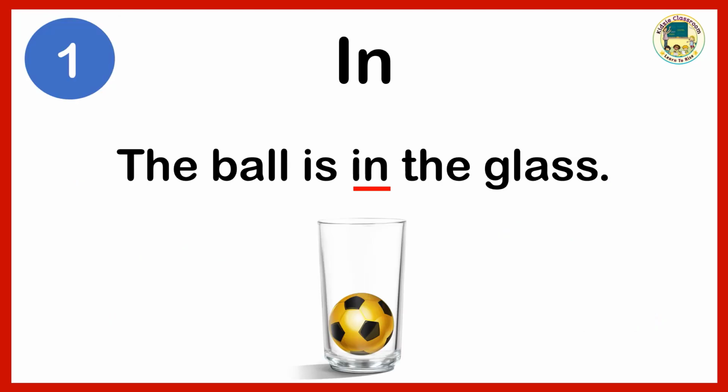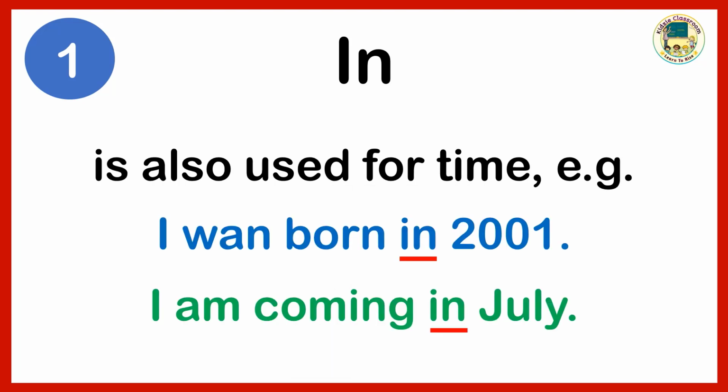First preposition is in. The ball is in the glass. In this sentence, in is a preposition. In is also used for time. For example, I was born in 2001. Another example is I am coming in July.